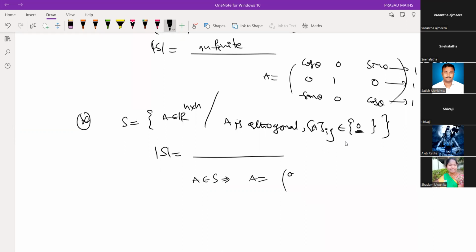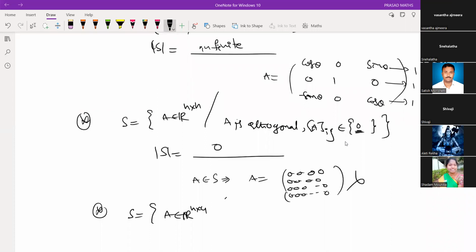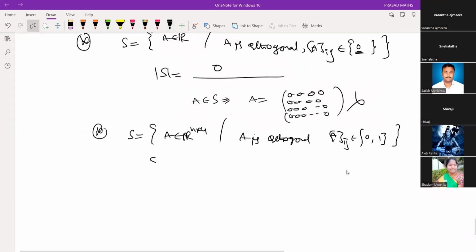So that means a matrix where each entry is 0. Is it orthogonal? Anybody? No, right? No, sir. So therefore, the cardinality of S is 0. But if you take the same set, but add a different element, where A is orthogonal and my entries are 0 and 1, what is the cardinality of S? Anybody? 1, sir. Only 1?